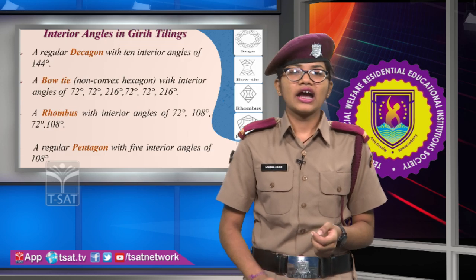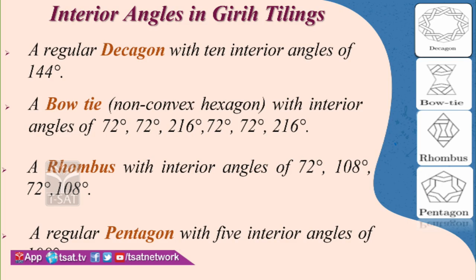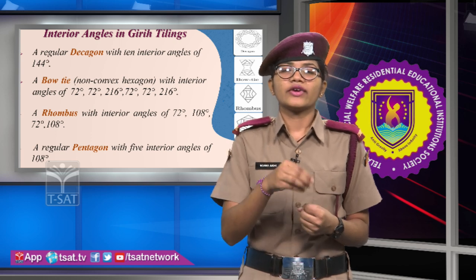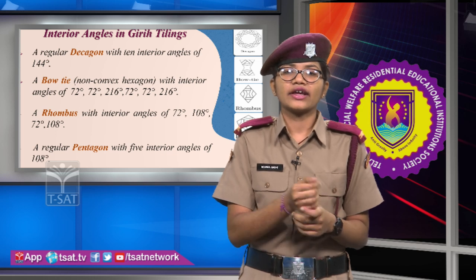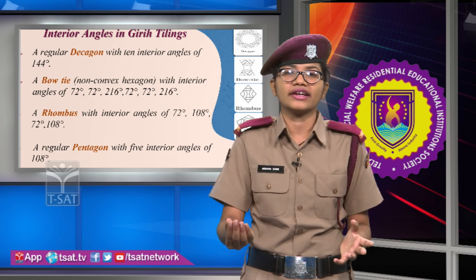Now let's see how the interior angles of girih tiling were established. And here we see a decagon, bow tie, rhombus and pentagon. And here we have 144 degree interior angles for the decagon, and here we have the bow tie with 72 degrees, and there are some interior angles of the rhombus and pentagon enclosed in it.